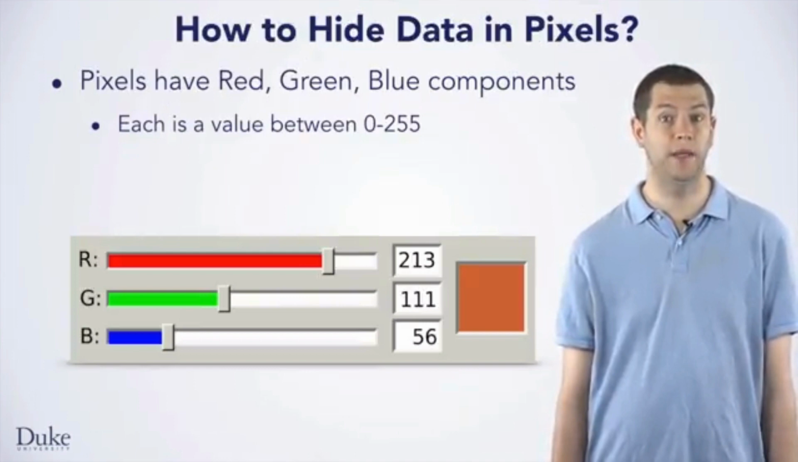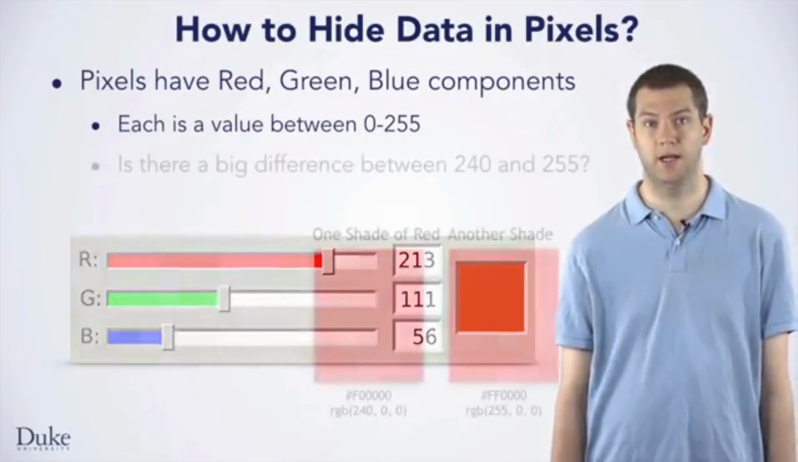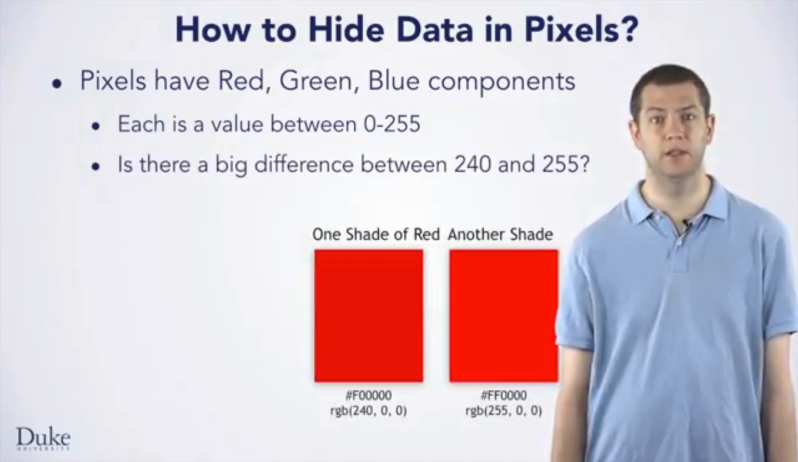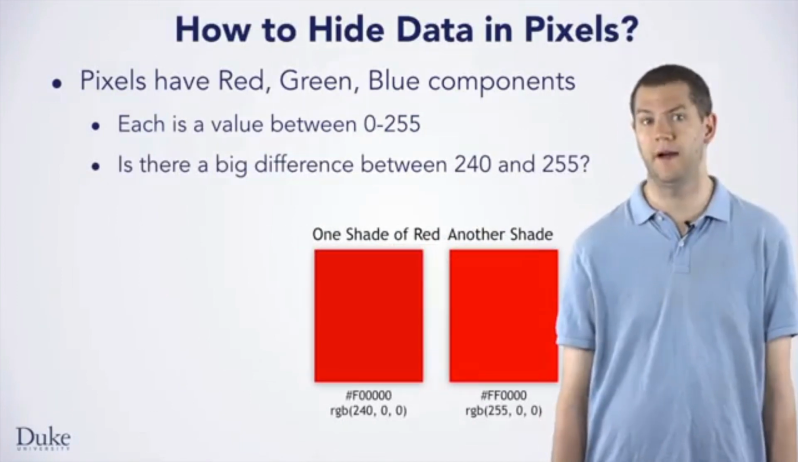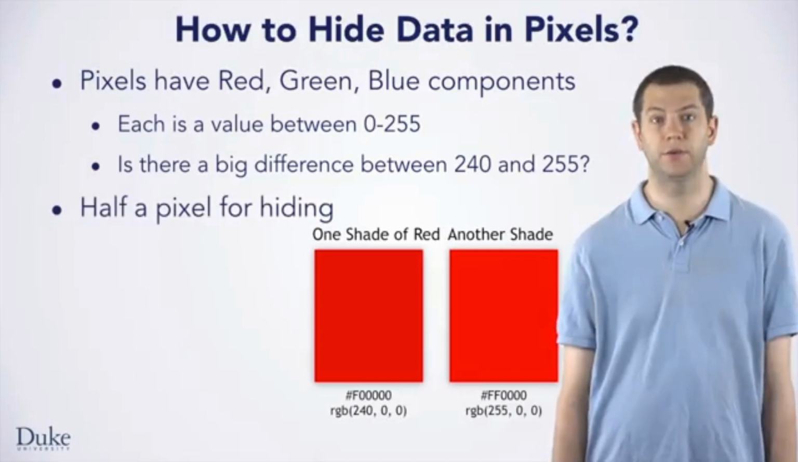You already know that pixels have red, green, and blue components which numerically represent the color. Is there a big difference between a red value of 240 and a red value of 255? They are numerically different, but if you look at them, the two of them are pretty similar. The fact that you can't easily tell the difference when you change the numerical value slightly is the key to hiding data in an image.